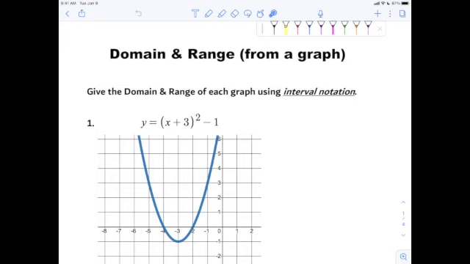And in case you are a little rusty here, domain is the set of all x values or input values. It doesn't always have to be x. It could be t for time or theta if you get into trig. But that's your input and your range is your output, or most times you'll say the set of all y values, right?